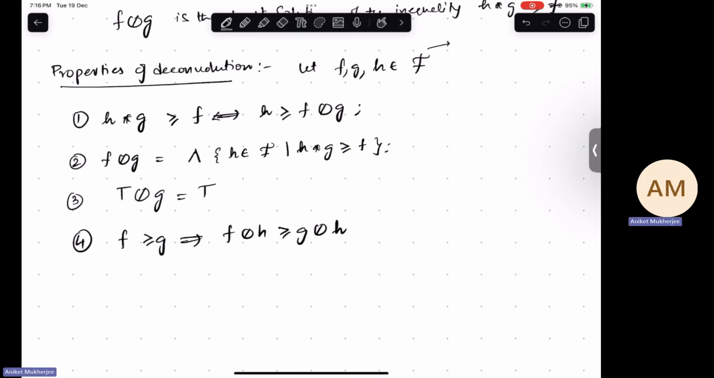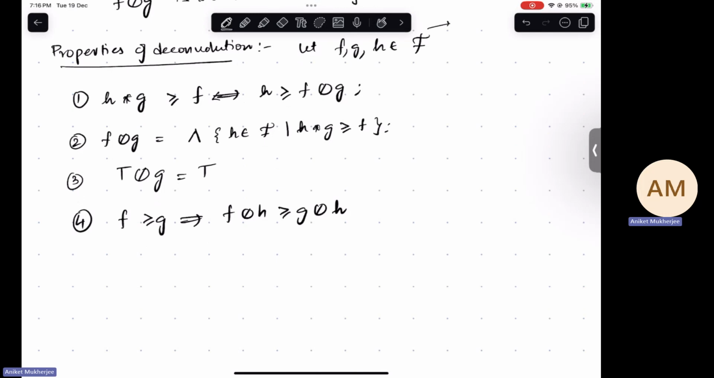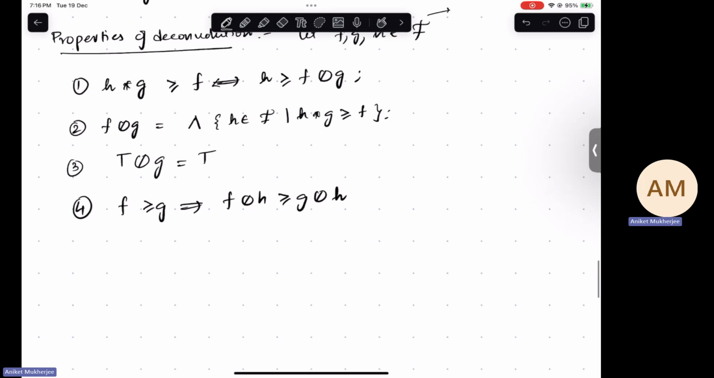So what does this show us? This shows that deconvolution is isotone, it holds the inequality for functions. Similarly, it is isotone for right-hand functions and is not isotone for left-hand functions, right?